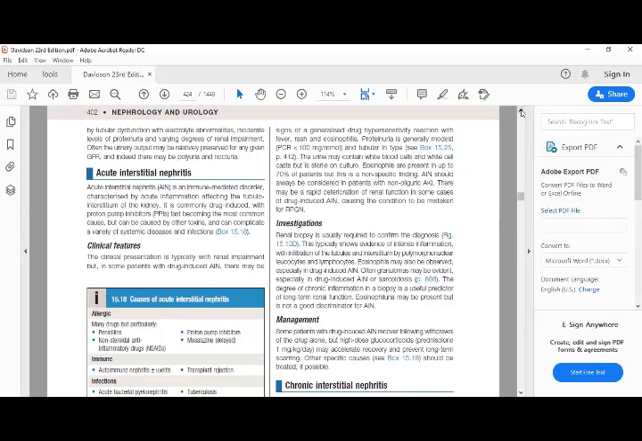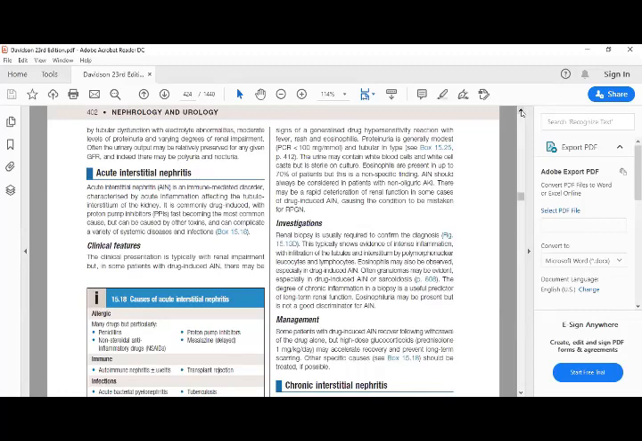Acute interstitial nephritis should always be considered in patients with non-oliguric AKI. Oliguric AKI is one in which urine output progressively decreases, and urine output less than 500 is called oliguric. Anuric is when there is no urine output. There may be a rapid deterioration of renal function in some drug-induced acute interstitial nephritis, causing the condition to be mistaken for rapidly progressive glomerulonephritis.